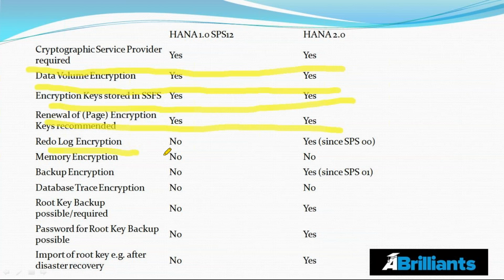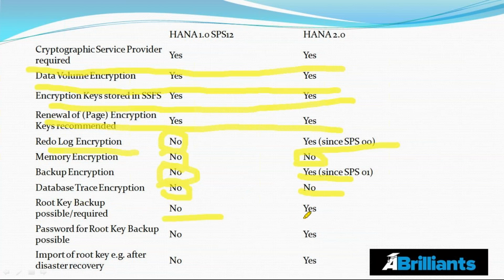We do lock encryption. Now we realize that it is not feasible in HANA 1.0, feasible in HANA 2. Memory encryption, not feasible in both systems. Backup encryption, not feasible, feasible. Data trace encryption, not feasible, and not feasible.